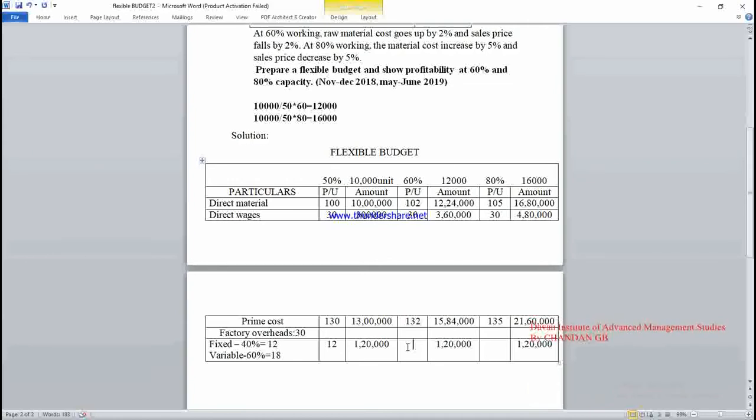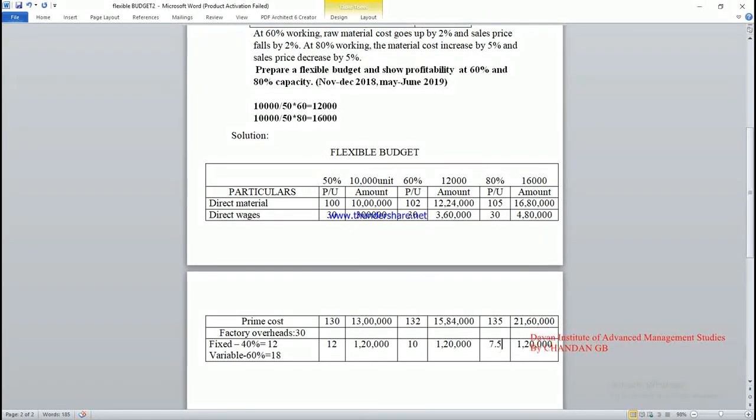1,20,000 divided by 12,000, you will get the amount, that is 10 rupees. 1,20,000 divided by 16,000, that is 7.5 rupees.